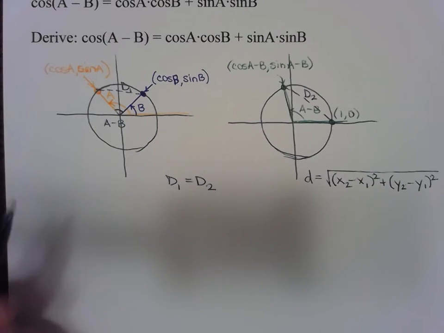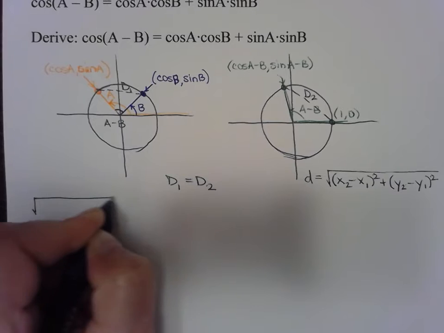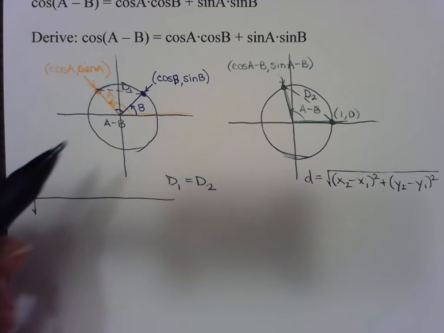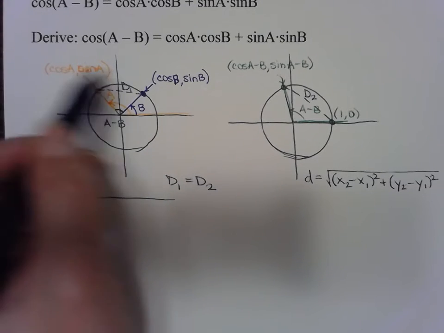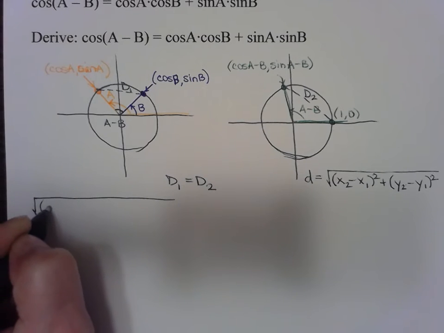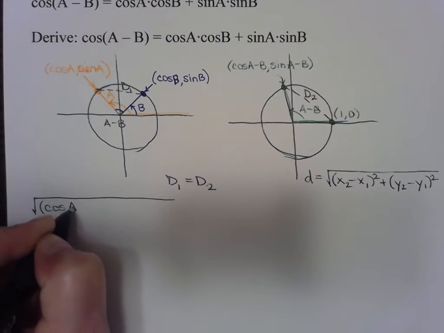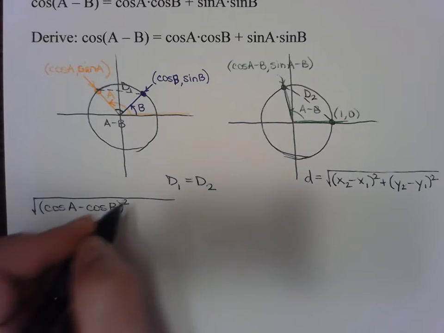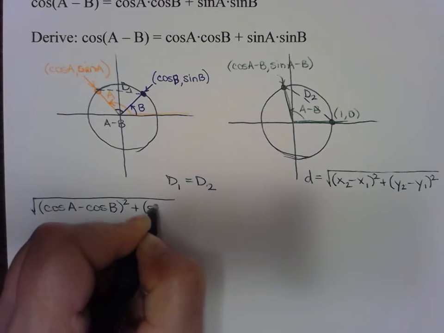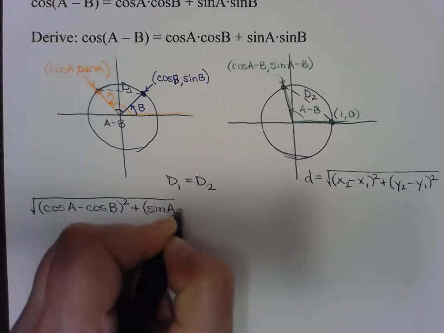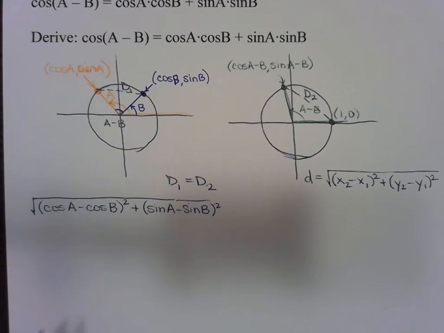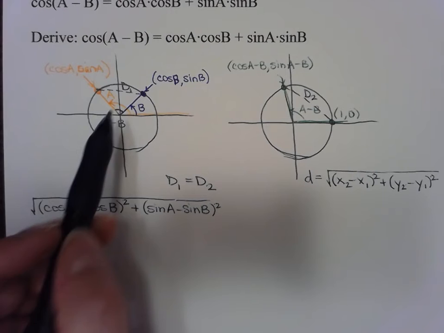Distance 1 would be the square root of, let's let this be point 2 and point 1, so we'll do cosine of A minus cosine of B squared, plus sine of A minus sine of B squared. That's the distance formula for distance 1.